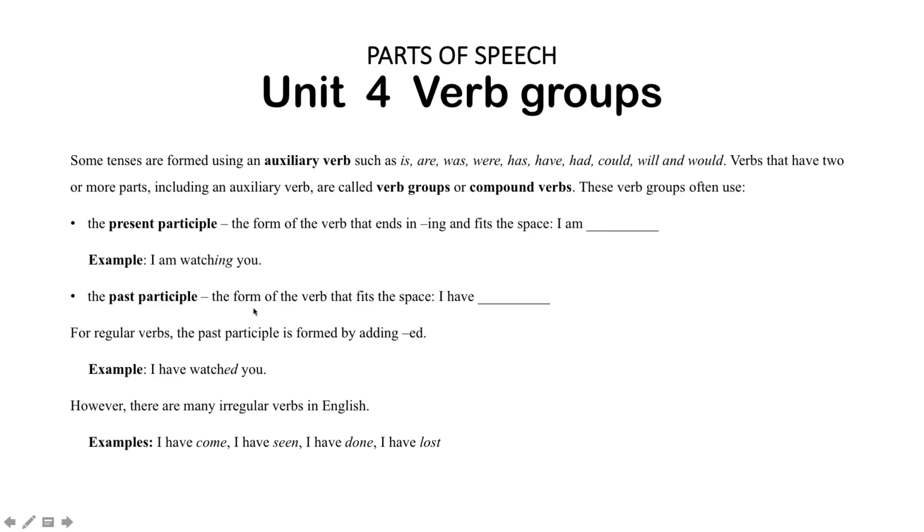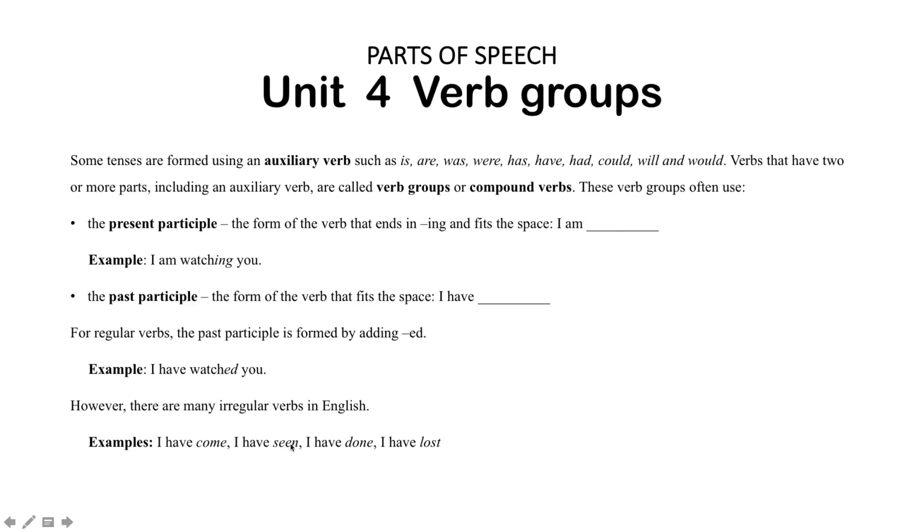The past participle, the form of the verb that fits in the space I have something. So for regular verbs, the past participle is formed by adding the ed at the end. So we would have I have watched you. So that would go there. However, there are many irregular verbs in English, and some examples include I have come, I have seen, I have done, I have lost. And these are irregular verbs because they don't fit in essentially our rules here.